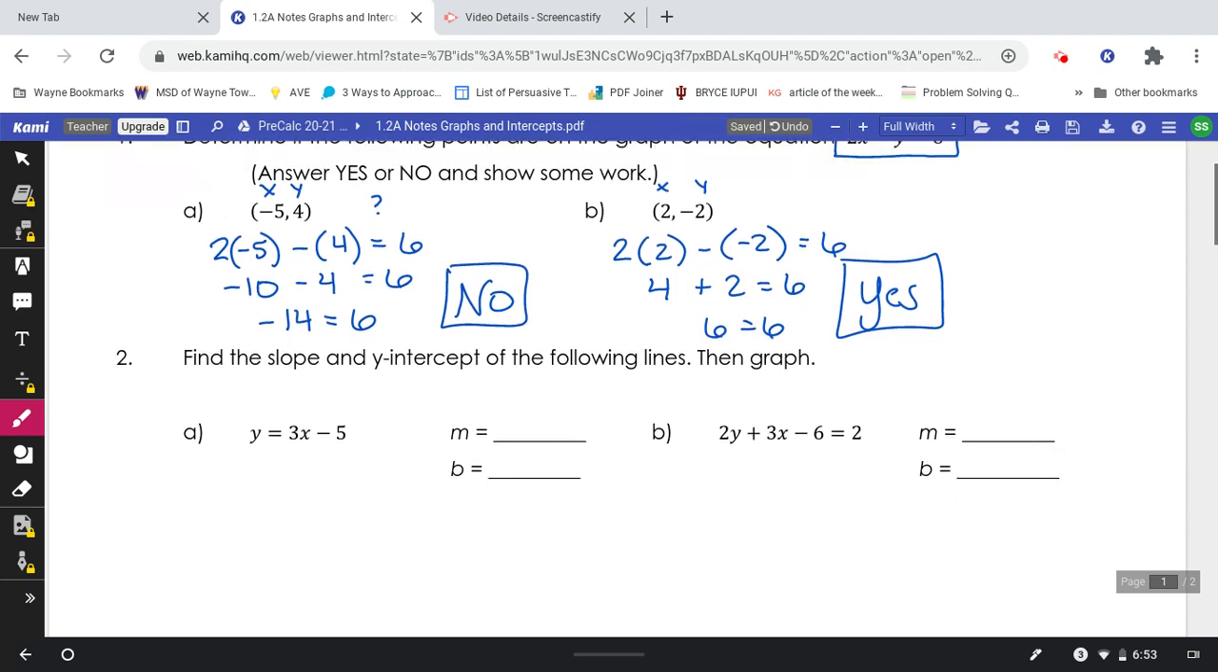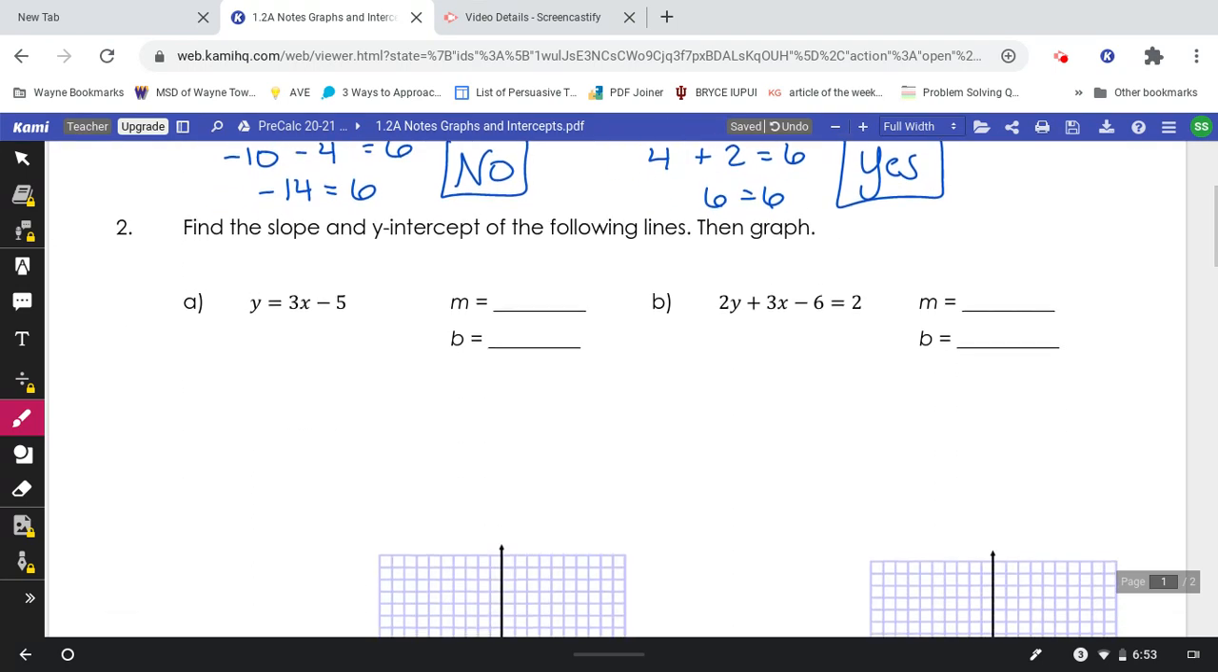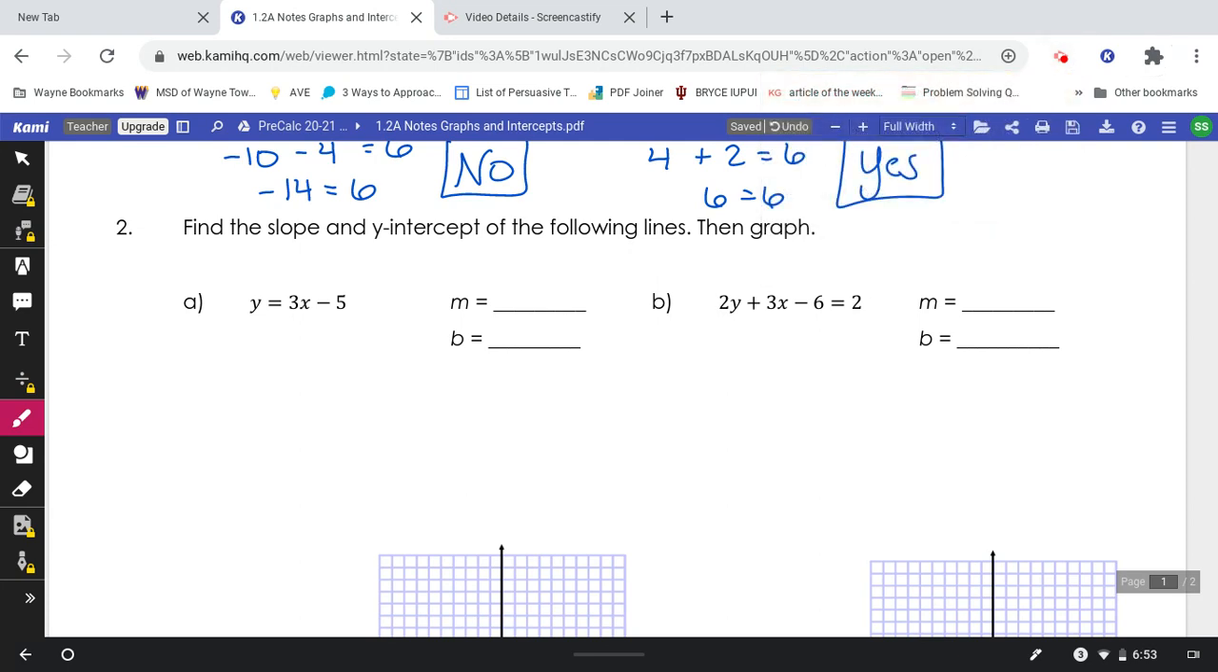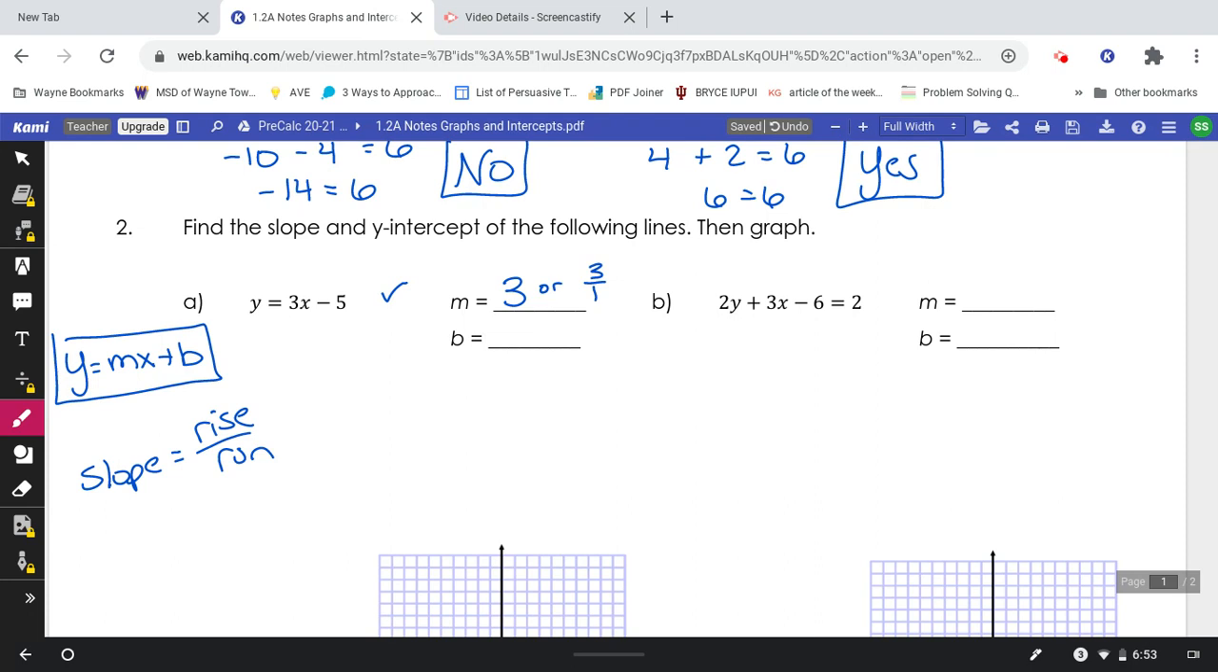All right, on problem number 2, it's asking about the slope and the intercept. So for the slope and the intercept, you're going to make sure that it's in slope-intercept form. This one, y equals mx plus b, that's the form that we're looking for, slope-intercept form. And if you notice, part A is already in that format. So my slope is 3, or I could write it as 3 over 1. Remember, your slope is going to be rise over run. And then your y-intercept is going to be b.